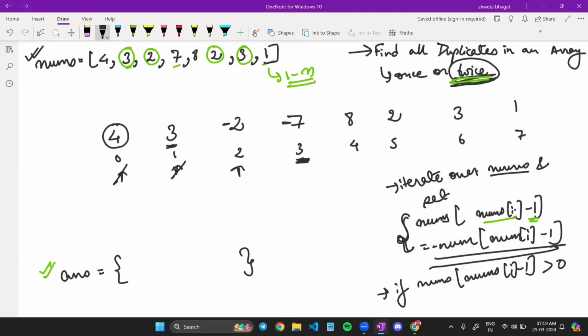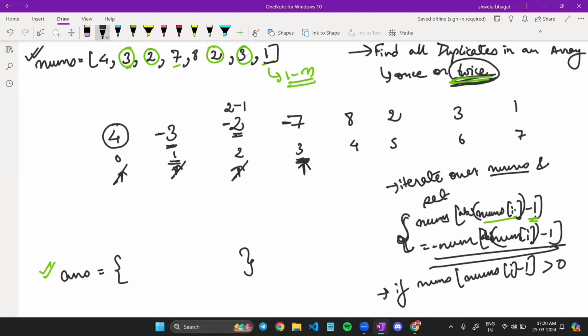Now we will move forward. What is the value present at the second index? The value present at the second index is minus 2. But does minus 2 index exist? No. So before doing this, we also have to add abs in order to make it positive, correct? Because there is a possibility that the element in our nums is negative. If we set minus 2 minus 1, it would be minus 3, and index minus 3 doesn't exist, right? So here the value is 2. We will set the value at the 2 minus 1 index as negative. 2 minus 1 is 1. So we will set the element present at the 1th index as negative. We'll get a minus 3 over here.